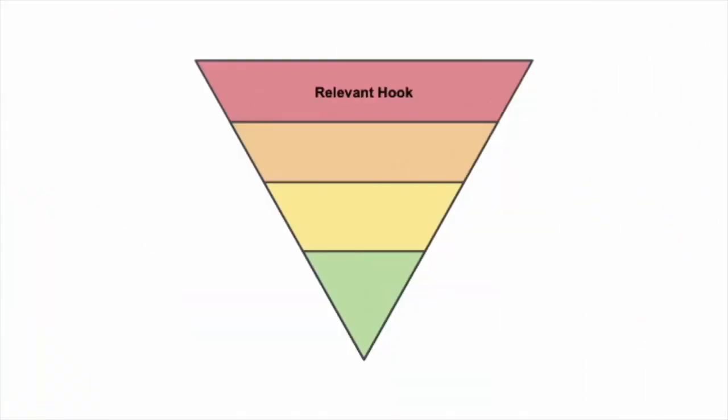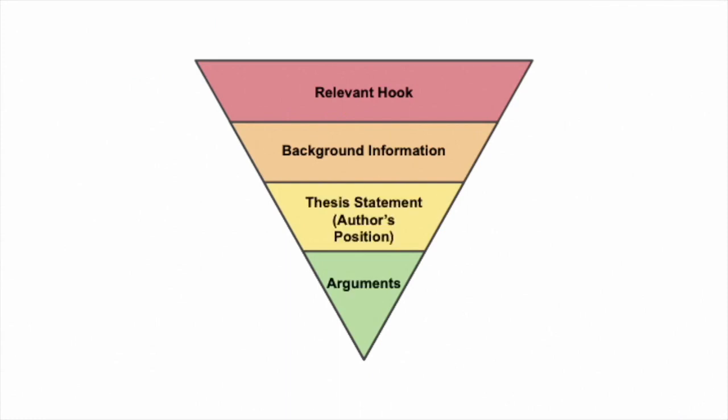In an introduction paragraph, there are four parts: relevant hook, background information, thesis statement, and arguments. Placing each part into the reverse pyramid reminds the author when they need to be precise. Looking at the pyramid, it is clear that, when writing the hook, authors don't need to worry about being too specific. But, as the author begins to identify their arguments, they will need to be very specific.